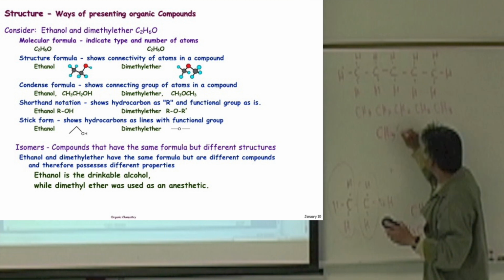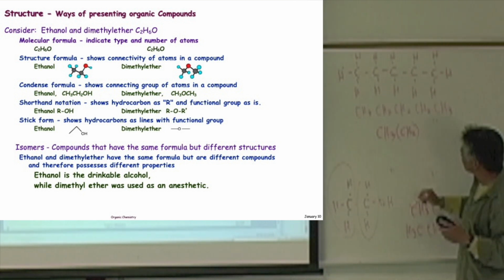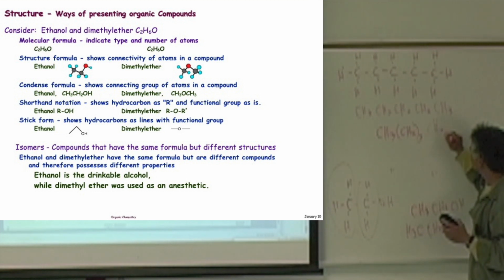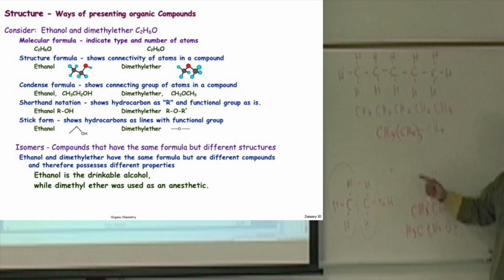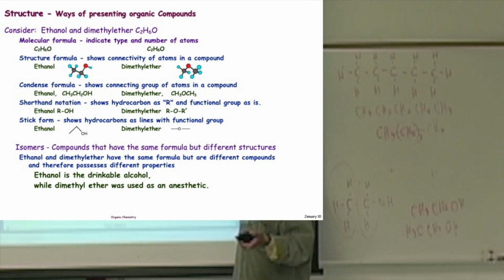CH3, parentheses, CH2. How many CH2 do I have here? 3. So I put 3 down there. And then CH3. Okay, and I put a line there, meaning that there are 3 CH2 groups that are connected in a chain, and then the ends are CH3. That's a condensed form. You notice I can do this in a typewriter. If you can do it in a typewriter, it's considered a condensed form. Okay? So that's one way of showing the structure for an organic compound.